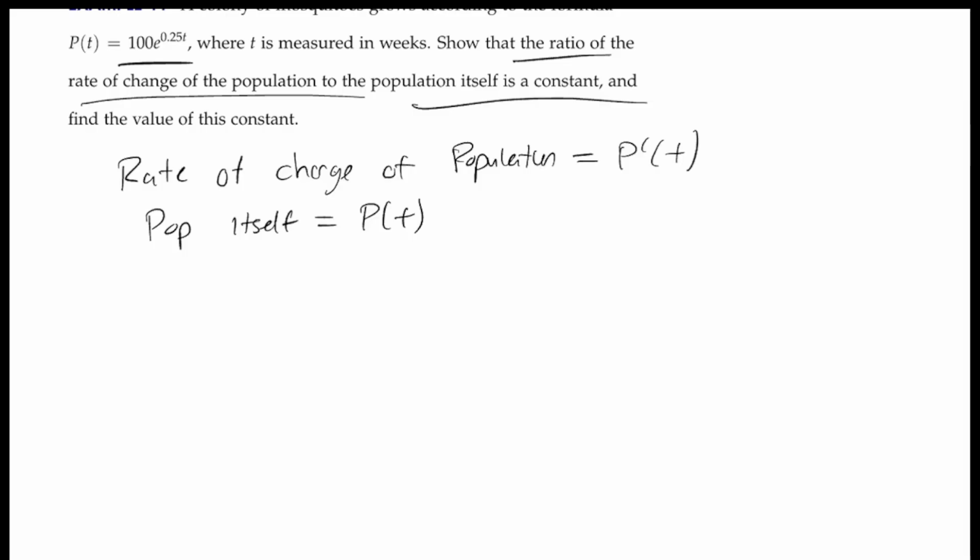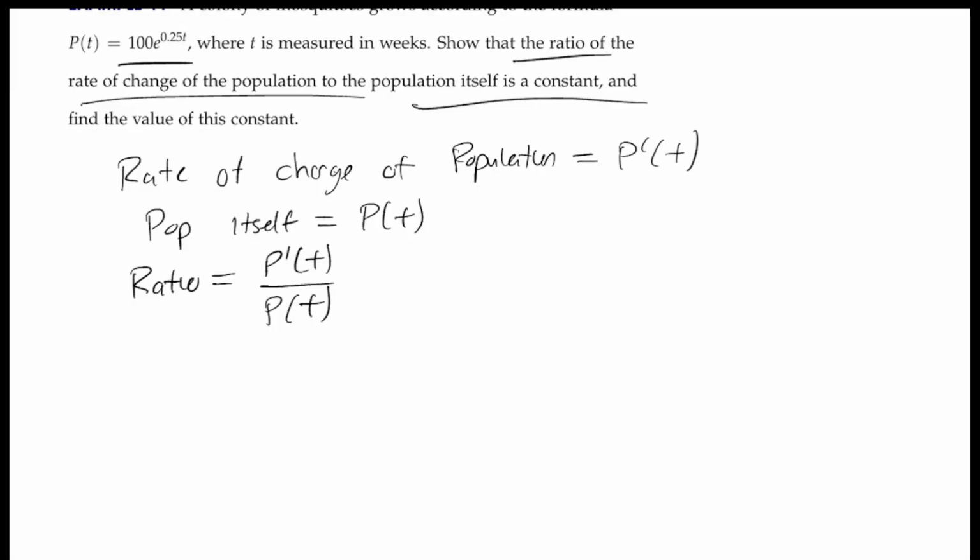Okay. Now, when you hear the word ratio, you want to think about dividing two quantities. So I'm specifically interested in the ratio of the rate of change to the population. That means I'm interested in P prime of t over P of t. That's really what I'm talking about when you hear the word ratio. Usually we express ratios as fractions.